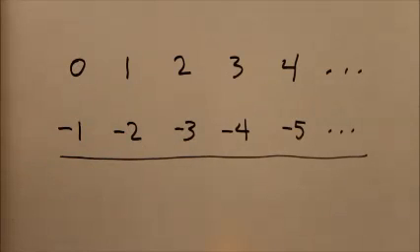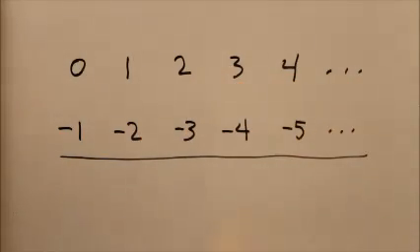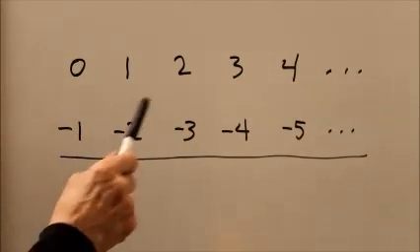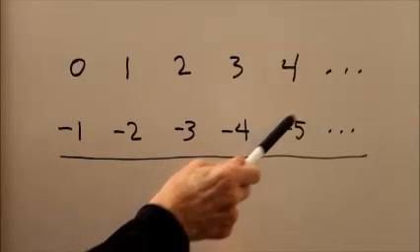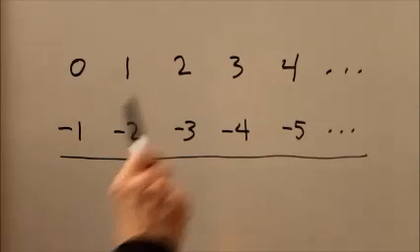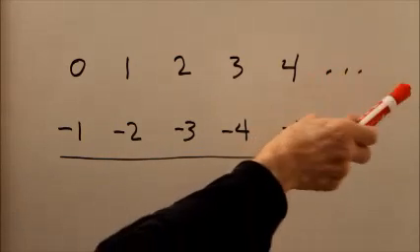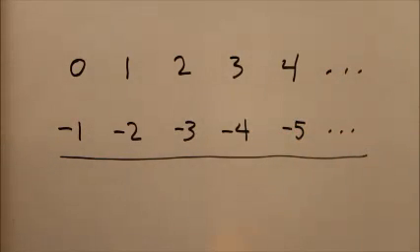We have two sequences of numbers, 0, 1, 2, 3, 4, and so on, and -1, -2, -3, -4, -5, and so on, forever. That's what the three dots mean, that it goes on without end, as long as there's nothing to the right of those three dots.